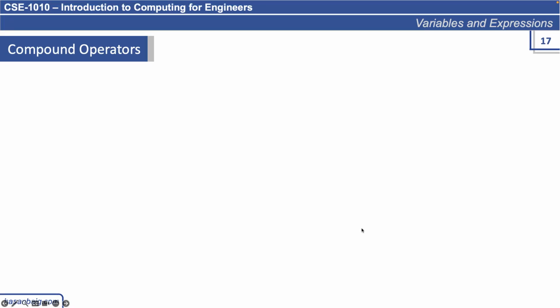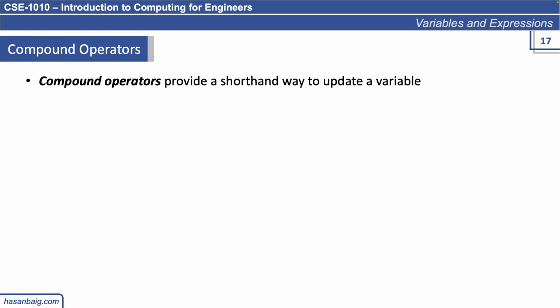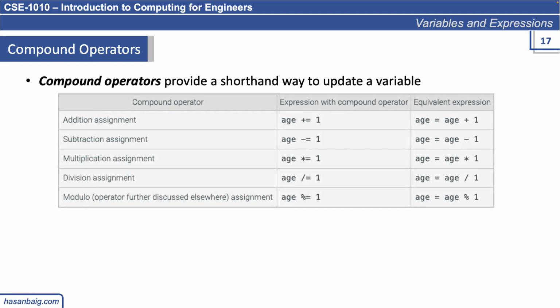All right, so now we are going to discuss compound operators, which you have already seen previously. So compound operators provide a shorthand way to update a variable. For example, addition assignment, so age plus equal 1 is equivalent to age equal age plus 1, which means incrementing the value of age by 1 and then assigning it to the same variable named age.